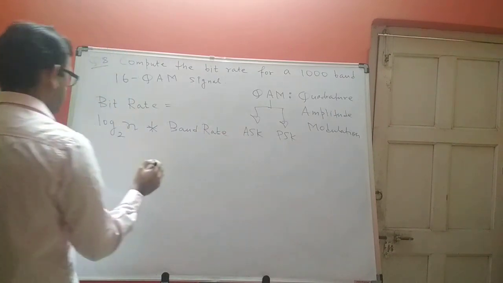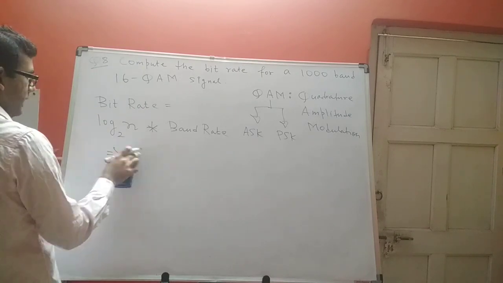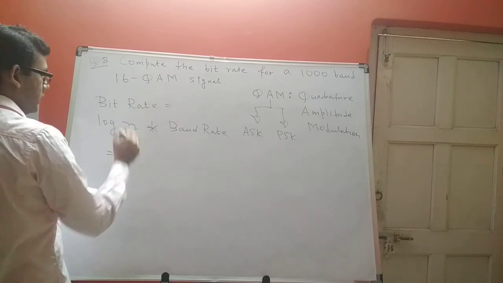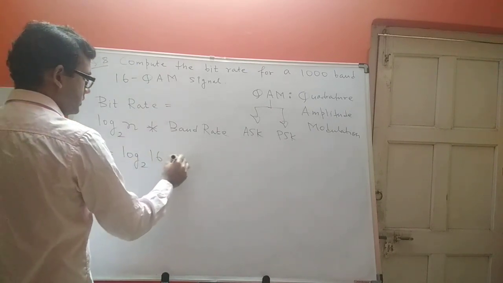Now, here, what is the value of n? The value of n is 16, because it's been given 16 QAM. So the value of n is 16. So I'll write log 16 base 2 into the baud rate.